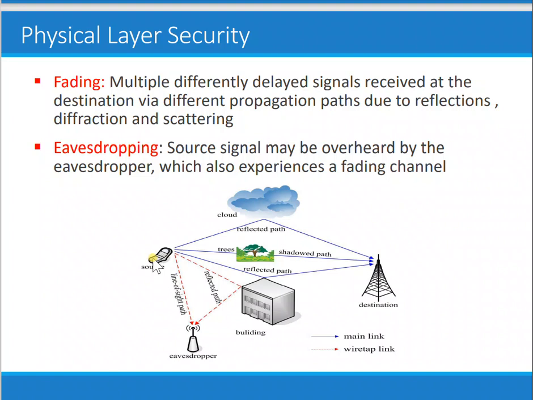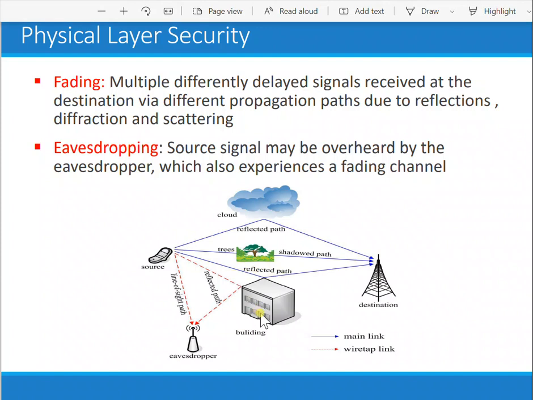Here we have a destination and here we have a phone. The phone wants to send the signal to the destination, but it won't be straight from the phone to the destination. It's going to bounce off some stuff: it's going to bounce off the ground, the ceiling, the building, and so on. So we have multiple reflections, then these signals all add up and the signal is formed.